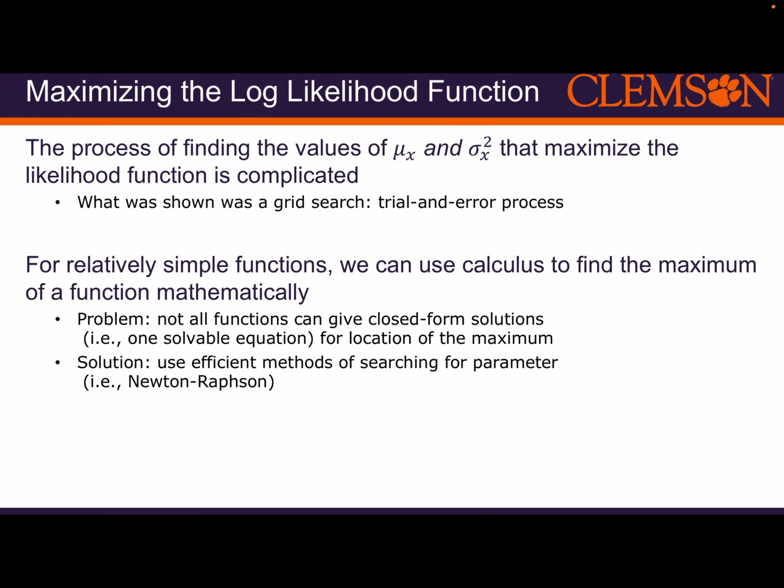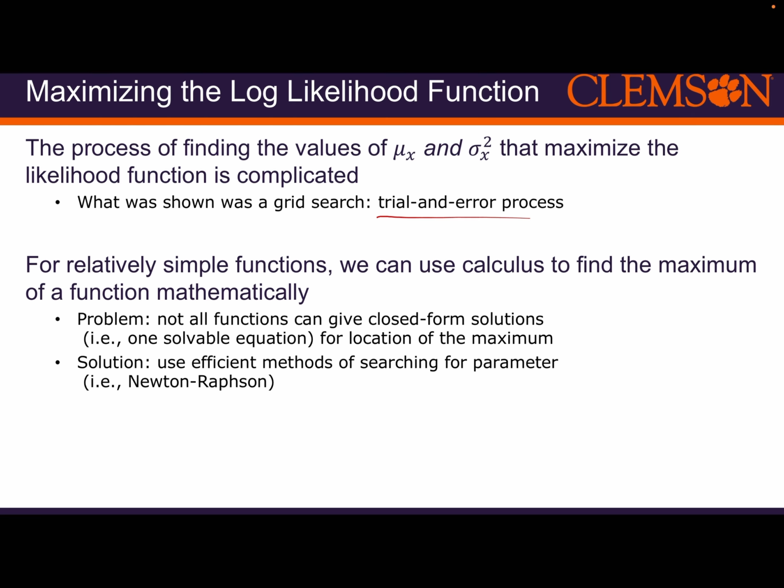The process of finding the values of mu and sigma that maximize the likelihood is quite complicated. What I just showed you was a trial and error process called a grid search. Basically, I plugged in values up to a certain precision of decimal places for both mu and sigma squared. I concentrated my search around where I thought they should be. Who would know what that is in practice, especially in complicated models with lots of data. So this process was for didactic purposes, to teach you what's happening.